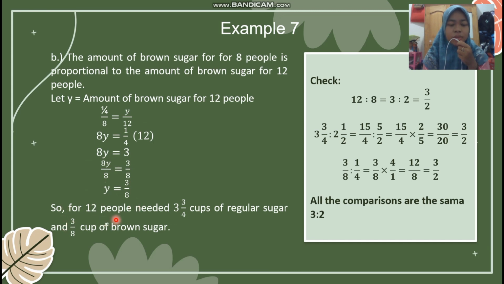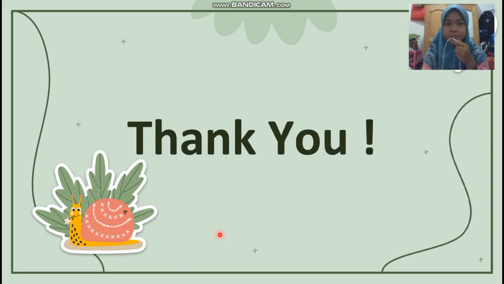So for 12 people we need 3 and 3 divided by 4 cups of regular sugar and 3 divided by 8 cups of brown sugar. And we can check, and all the comparisons are the same, 3 divided by 2, and this is correct.